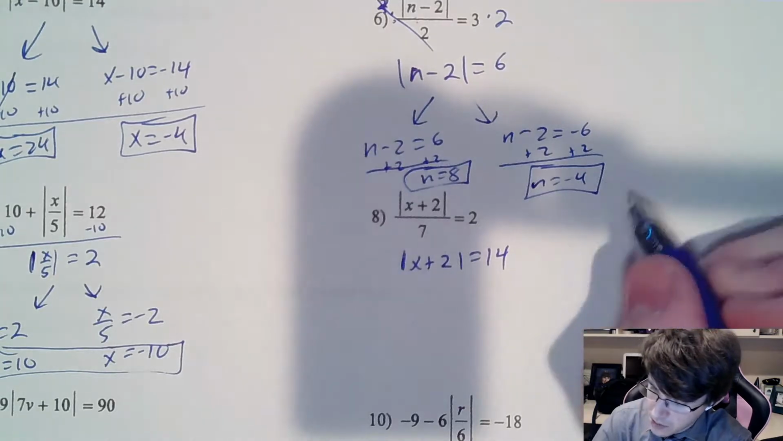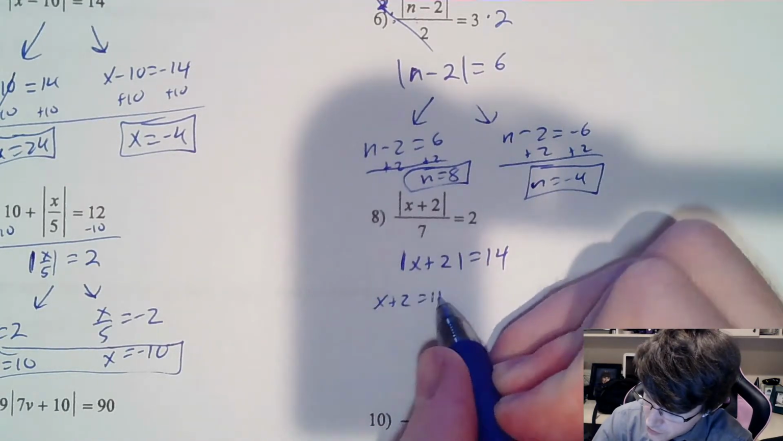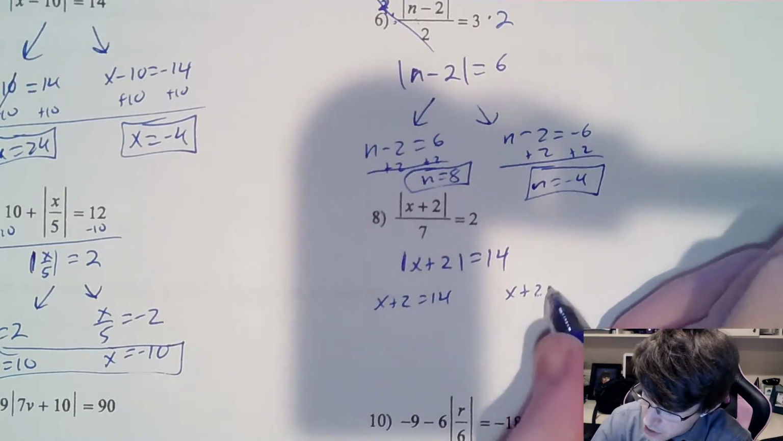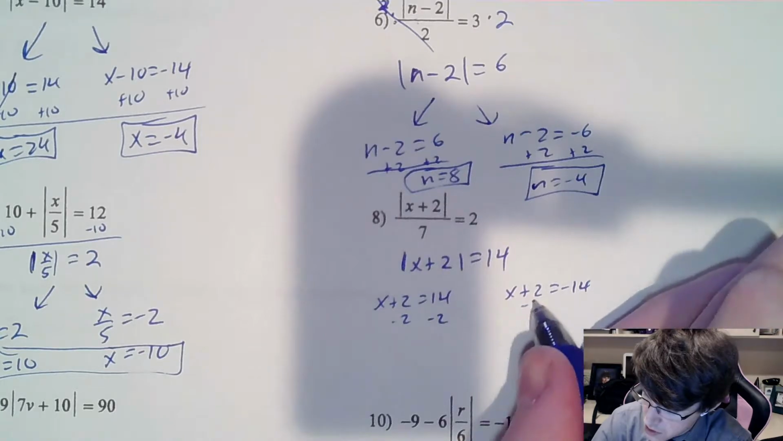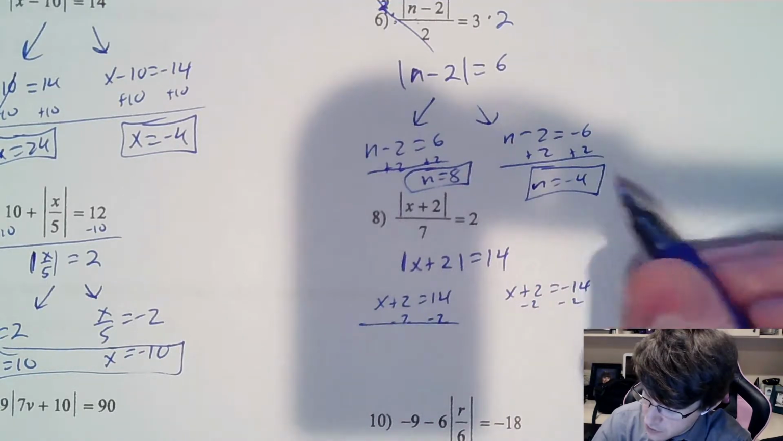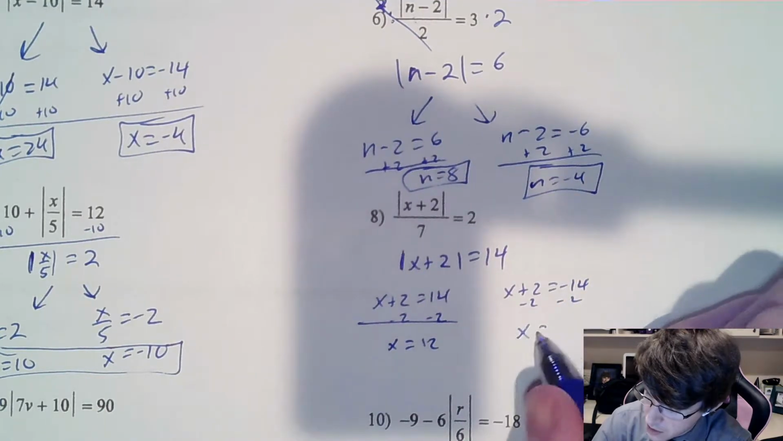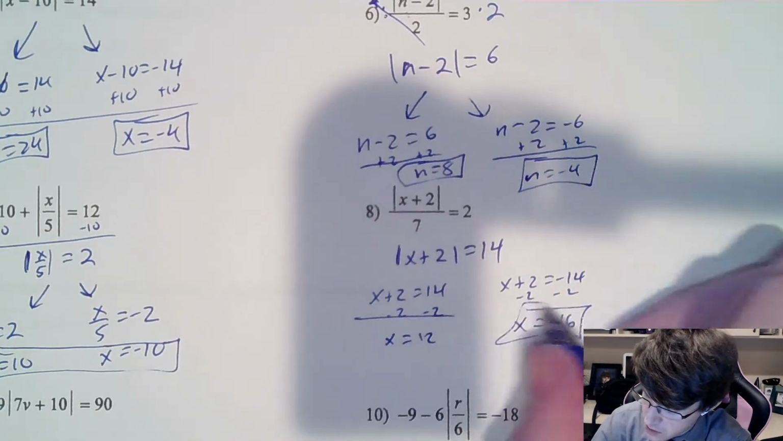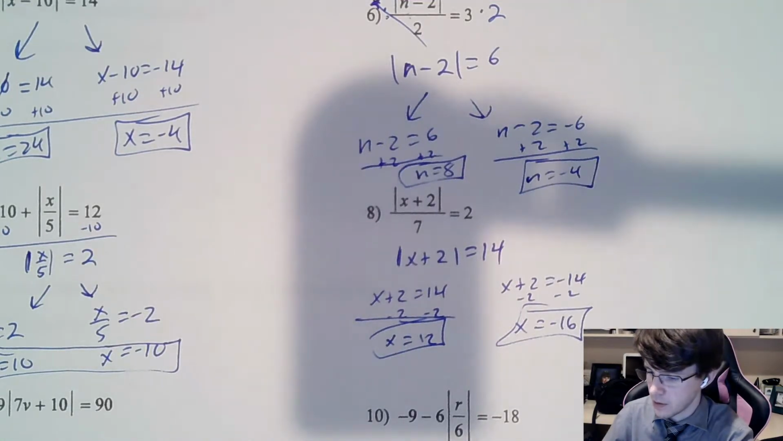Split it into two separate questions, and here we go. X plus 2 equals 14. X plus 2 equals -14. Subtract the 2. Subtract the 2. I don't even know why I'm trying to show you not to show work, and I'm showing the subtracting too. What in the world, Mr. Richards? Be consistent one of these days. Maybe one day I'll be consistent. Here we go.